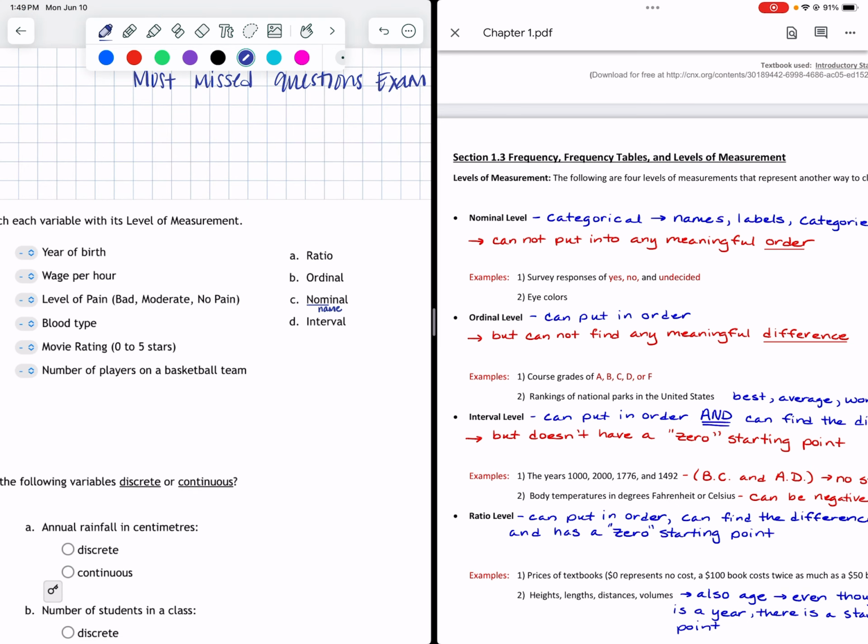So if we go through our list, we're looking at categories. The only one of these I see that would really fit a category would be blood type. We'll go through them again at the end in case we see something that's a little bit off. But off the top of my head, the only thing I see right here is blood type.